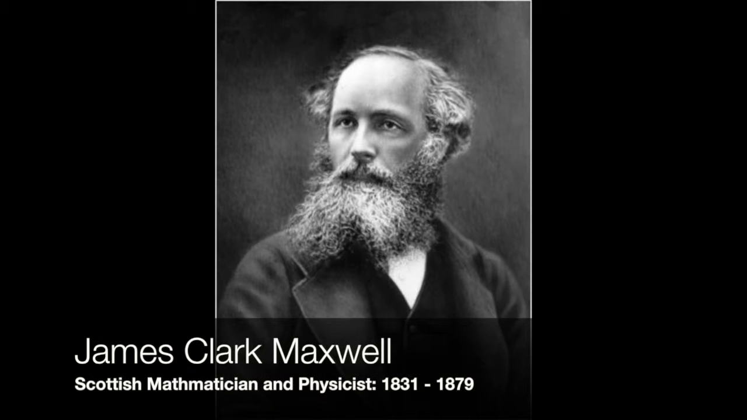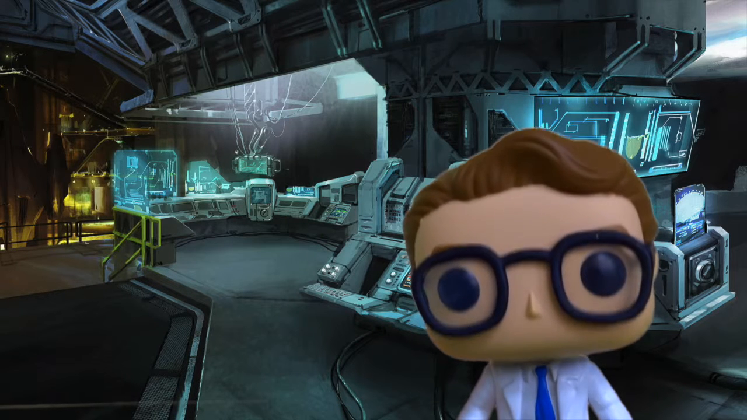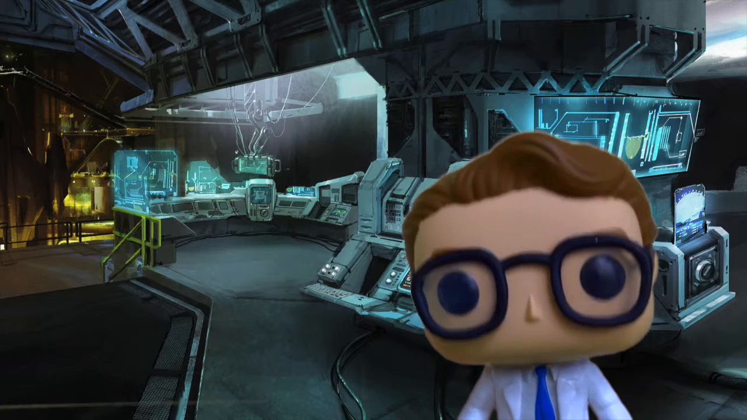A little while later, James Clerk Maxwell came along with his famous equations and was able to describe light as transverse waves of oscillating electric and magnetic fields. So that's it, right? Case closed. Light's a wave.